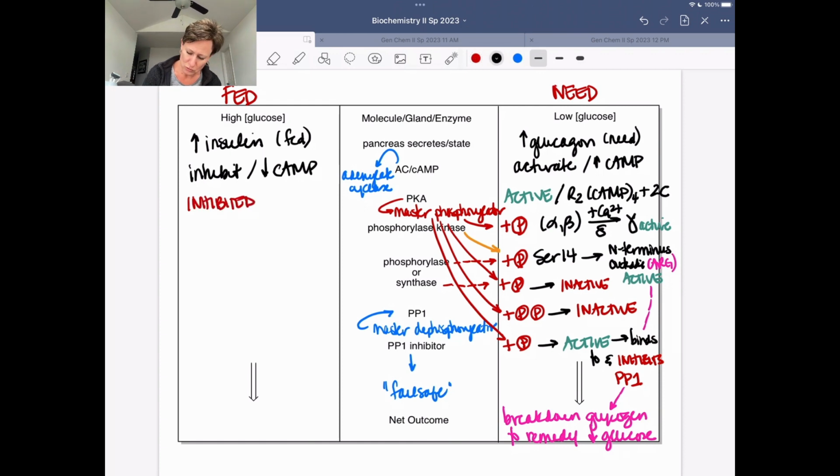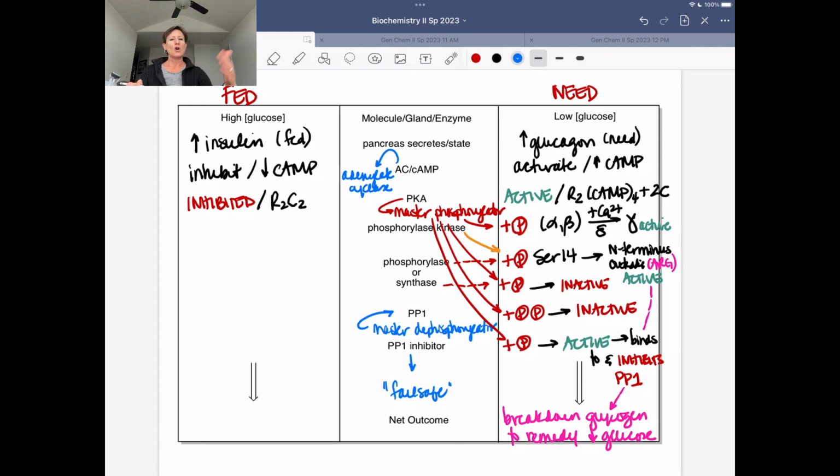And let's remember structurally why that is, because those catalytic subunits are now going to be tied up with the regulatory subunits. Remember, the regulatory subunit is like a competitive inhibitor for the catalytic subunit. It binds to and puts an inhibitory domain in the active site of the catalytic subunit, and so the catalytic subunit cannot do its chemistry. Okay, so it is inhibited.